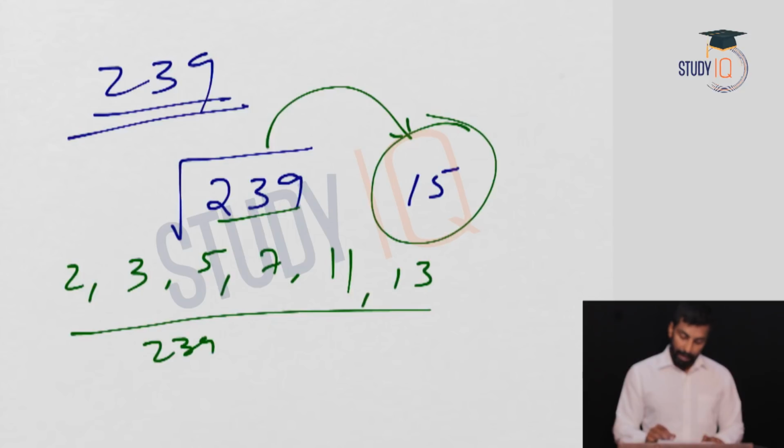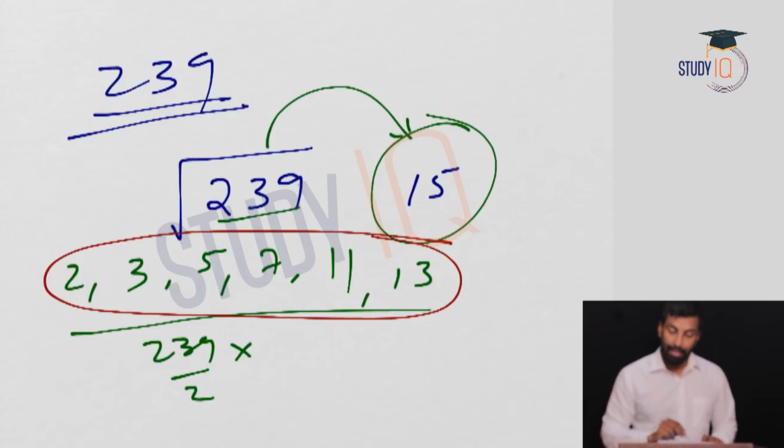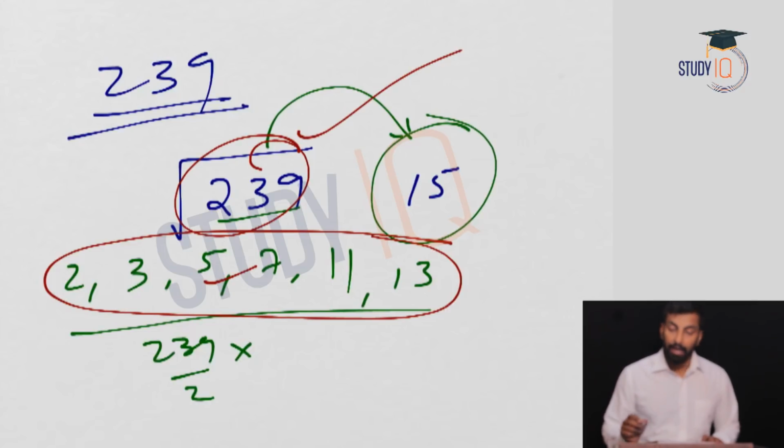So 239 by 2, can you divide? No. Similarly, 239 by 3, can you divide? No. 239 by 5, you can't divide. 239 by 7, also you can't divide. 239 by 11, you can't divide. 239 by 13, you can't divide. Now, if you cannot divide with all these prime numbers less than 15, it's a prime number. If you can divide with any of the numbers, that means that number is a factor, so it cannot be a prime number. I hope this is clear.